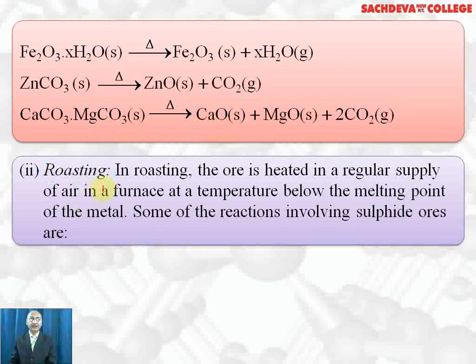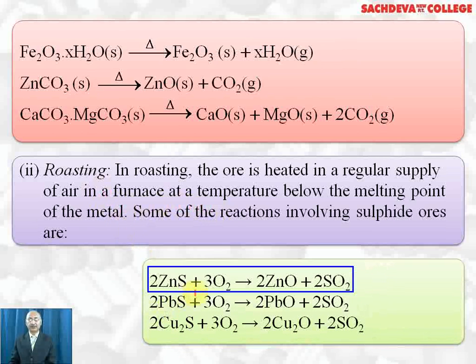Roasting. Roasting is applicable to sulphide ores, where sulphide ores are converted into oxides by heating in the presence of air in a furnace, but the temperature must be maintained below its melting point. So these are the examples of roasting. Zinc blende on roasting gives zinc oxide plus sulfur dioxide. 2ZnS plus 3O2 gives you 2ZnO plus 2SO2.